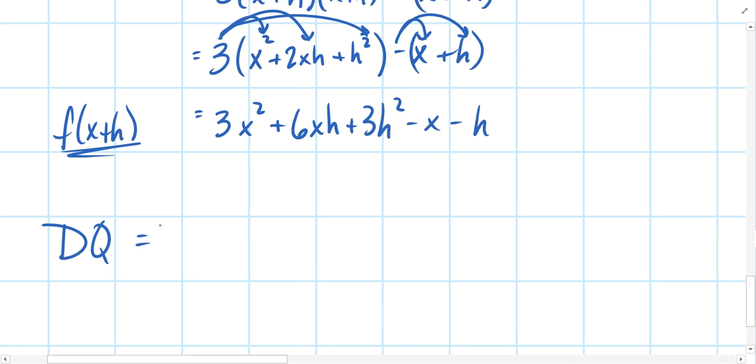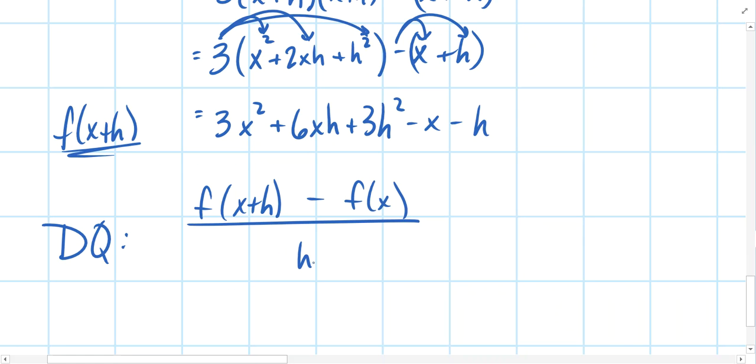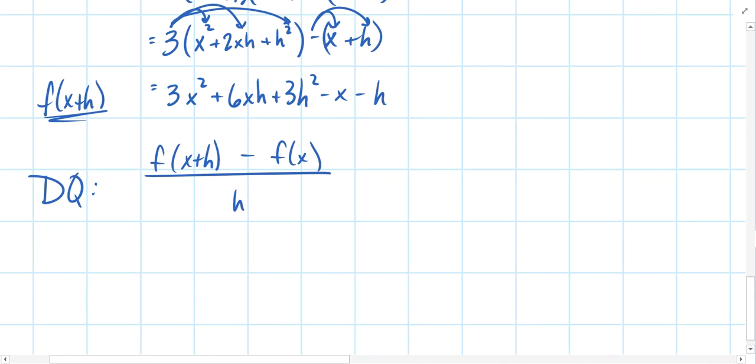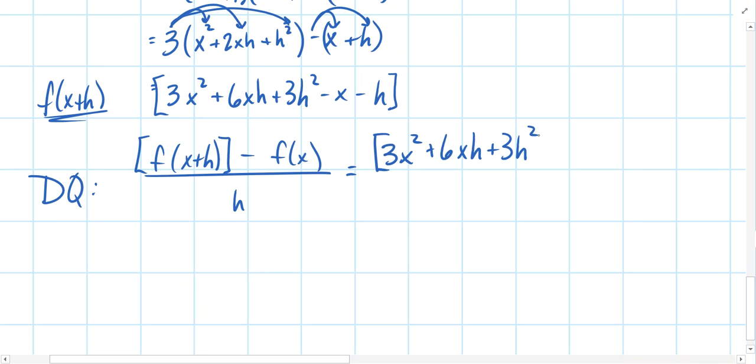The difference quotient said we needed the f of x plus h component minus the f of x component, all divided by h. Well, here again, f of x plus h is just the same as this thing here. So I'm going to rewrite this in the fraction, and it's going to get a little bit messy for a moment. 3x squared plus 6xh plus 3h squared minus x minus h. Okay, that component takes care of f of x plus h. From that, we need to subtract f of x.